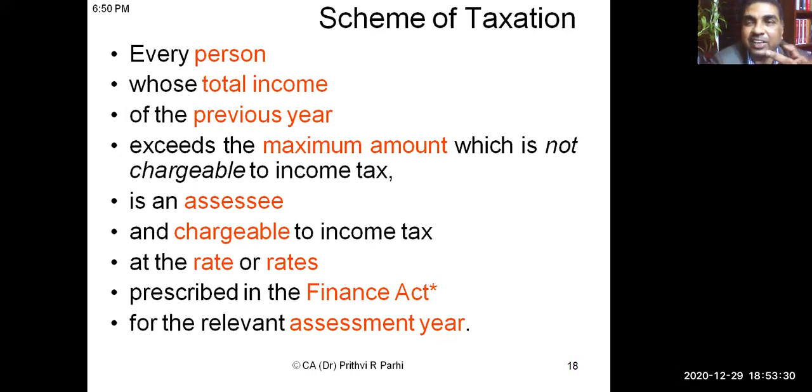In the Finance Act generally. There are some special rates which are prescribed in the Income Tax Act also, right? Let us say tax on long-term capital gain, tax on lotteries, like this. There are a few rates prescribed in the Income Tax Act, but the normal slab rate that we are talking about, that is prescribed in which act? Finance Act. And we have to refer to the Finance Act for the relevant assessment year. We'll be understanding the meaning of assessment year.